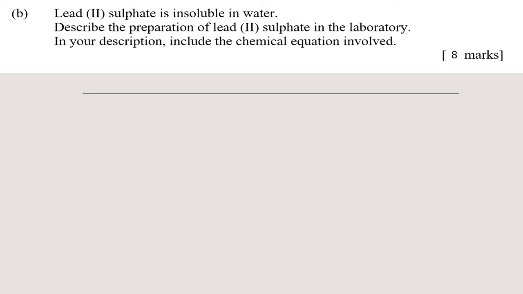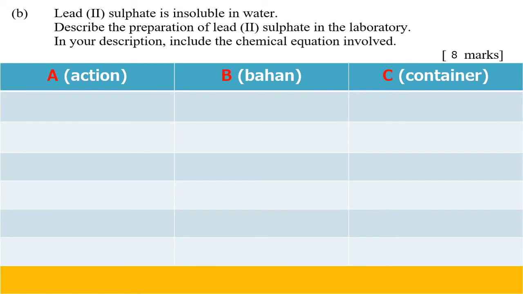Okay, so di sini cikgu nak nasihatkan anda gunakan, bila kita nak describe eksperimen, kita gunakan tips ini, iaitu tips A, B, C. Okay, nampak cikgu dah tandakan tu. A is for action, B is for bahan, and C for the container used.